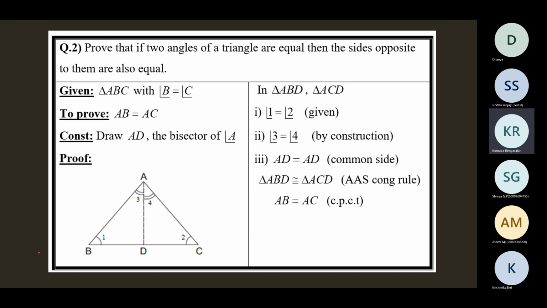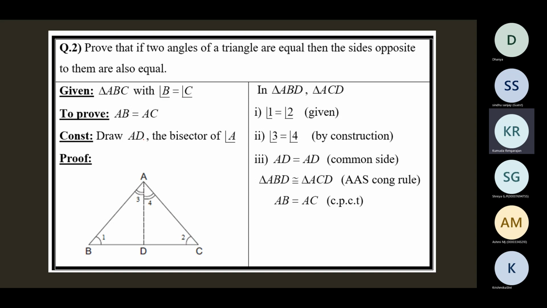So what are we given? We are given a triangle ABC in which the base angle B is equal to angle C. And we have to prove that AB is equal to AC. That is, the side opposite to angle C is equal to the side opposite to angle B. So B is equal to C, given. We have to prove that AB is equal to AC. The sides are equal. All right.